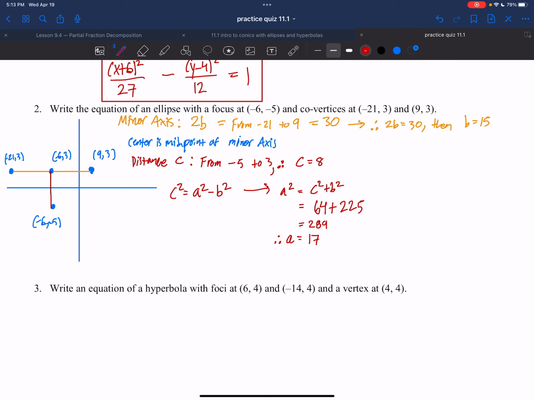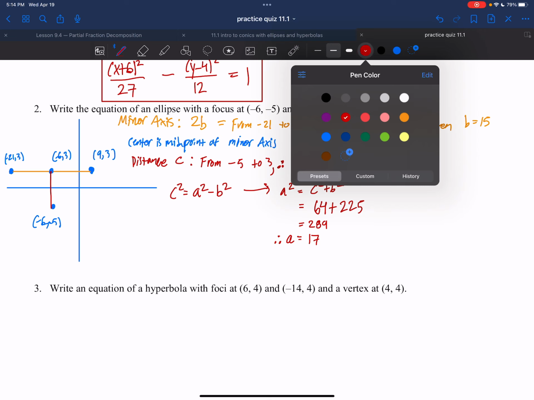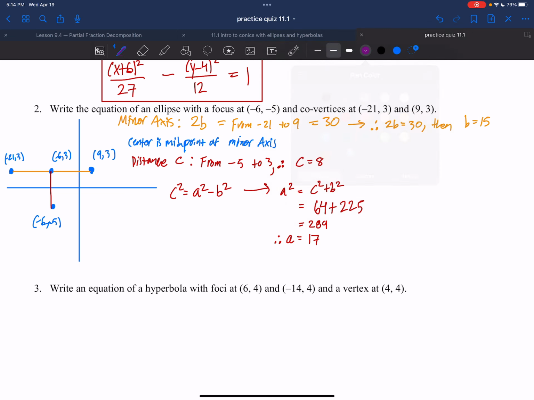Now let's take a few notes here. Notice I don't need the vertices, right? Maybe I'll put a little stipulation here in purple. I'm going to say, notice I don't need the vertices to write the equation.